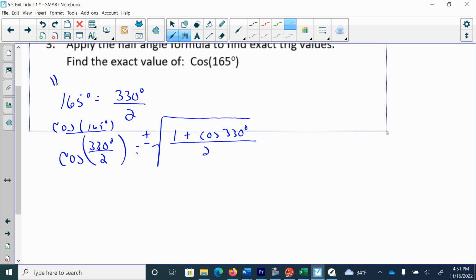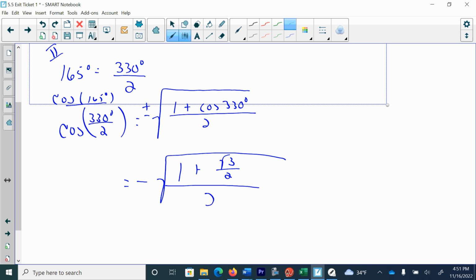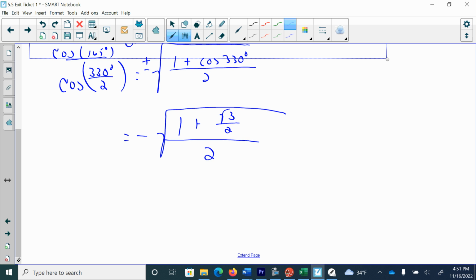165 degrees is in the second quadrant. The cosine is negative in the second quadrant. So I know when I do this, my answer is going to have to be negative. So I'm just going to write that negative every time I do this. Now I'm going to have 1 plus the cosine, which is the square root of 3 over 2, and this is all over 2. Now remember, I'm not skipping steps. Here's that negative sign. I'm going to rewrite 1 as 2 over 2, so it has a common denominator, plus the square root of 3 over 2.